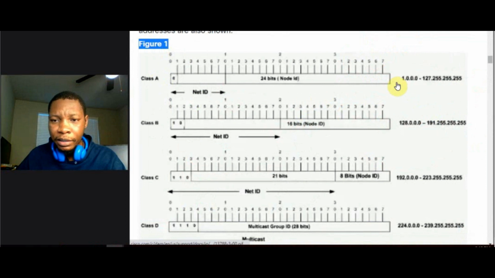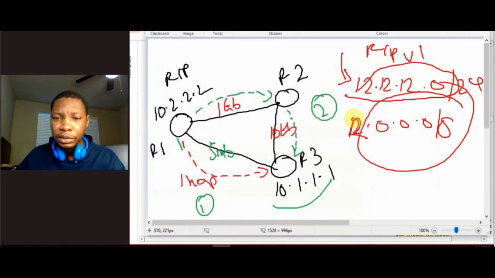So class A lies between 1.0.0.0 to 127.255.255.255. So 12.0.0.0 falls within the class A network, right? And that is why RIP would see it as a major network of 12.0.0.0, RIP version 1 only. The others understand subnet variable length subnet masking.